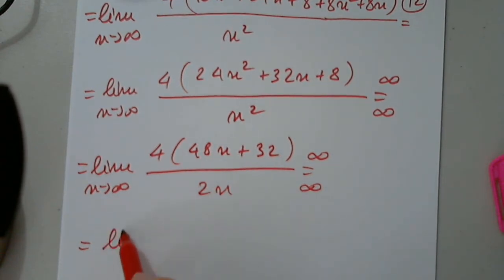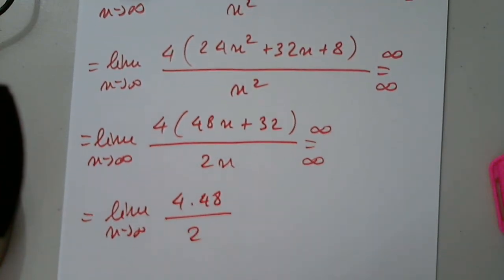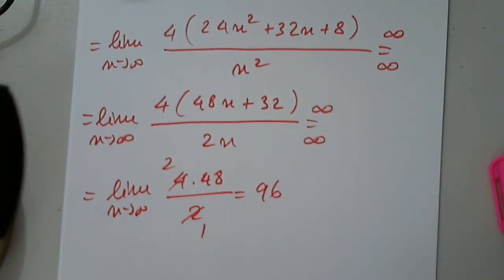I differentiate the top and I get 48. I differentiate the denominator and I get 2. I'll simplify and I get 96. Of course, I have a very, very simple tool of checking.